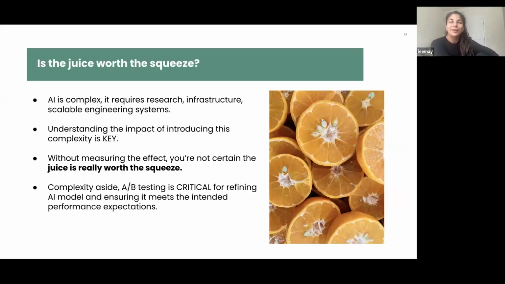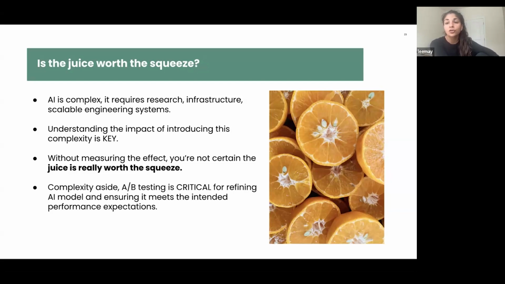Another key benefit to A/B testing in relation to AI is understanding: is the juice worth the squeeze? AI is complex. It requires research, infrastructure, scalable engineering systems, offline evaluations. It requires data, training pipelines. There's a lot that goes into building an AI model and having that AI model deployed to production and leveraged by your users. Understanding the impact of all of that complexity is so key. And without measuring that effect, you're not certain the juice is really worth the squeeze.